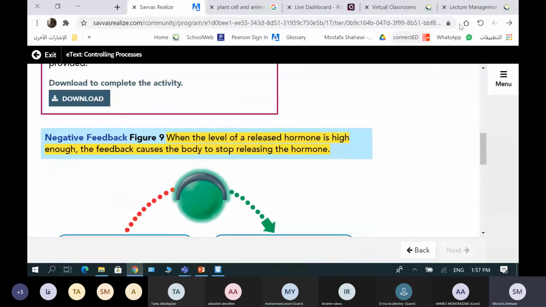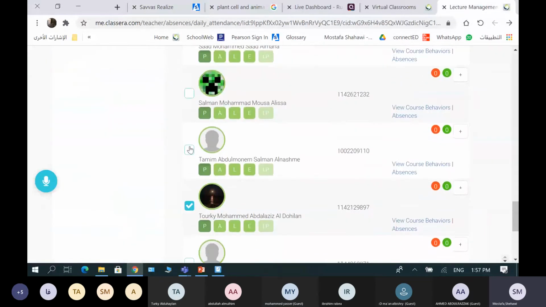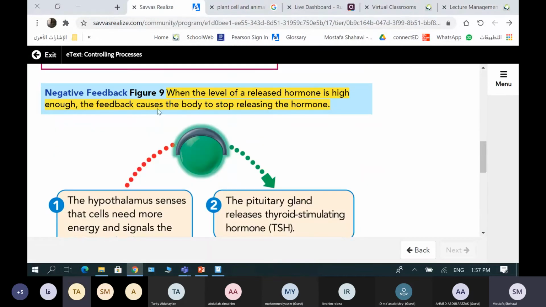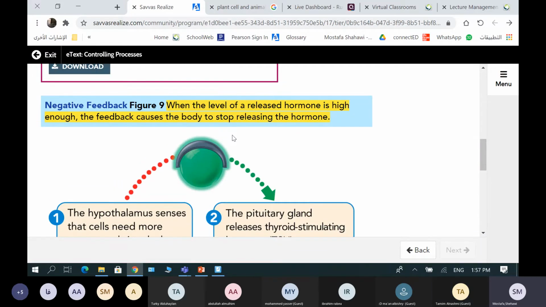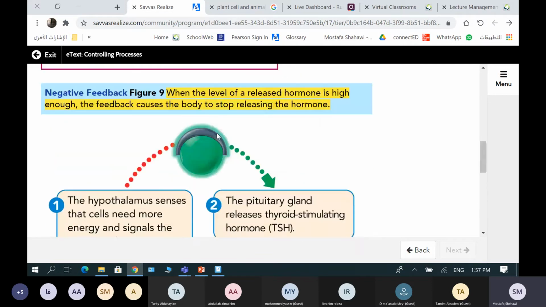Thank you, Muhammad Yasser. And after this, Tamim al-Nashmi, would you answer? Read this question. If the released hormone is high enough, the feedback causes the body to stop releasing the hormone. He is not asking a question, just telling you the hint or the title for this process, which is negative feedback.